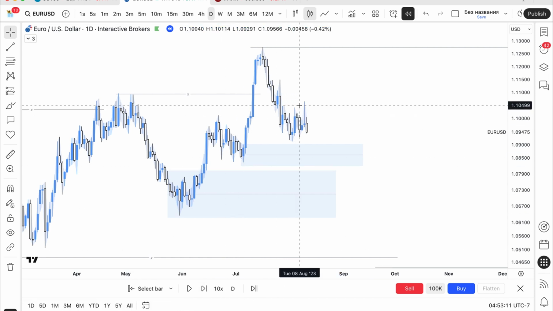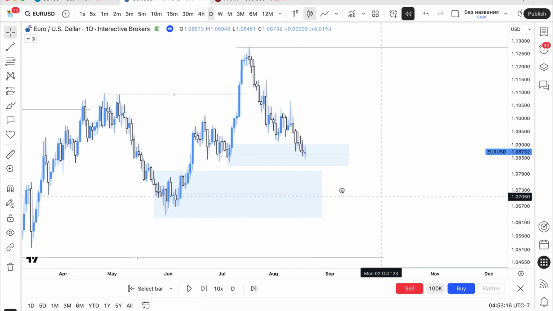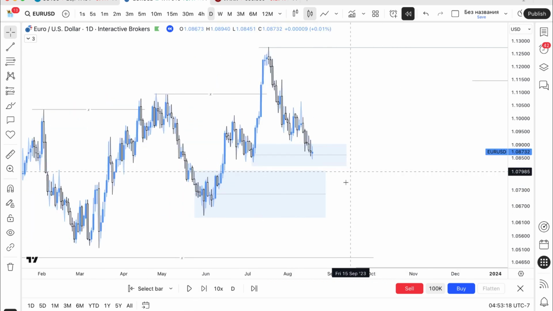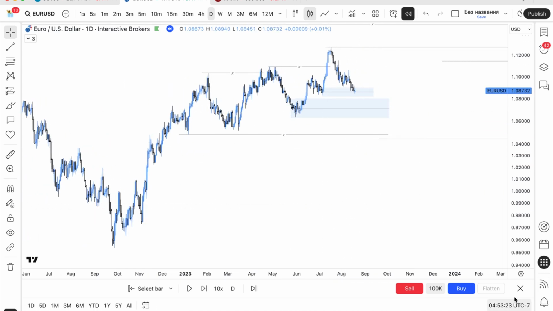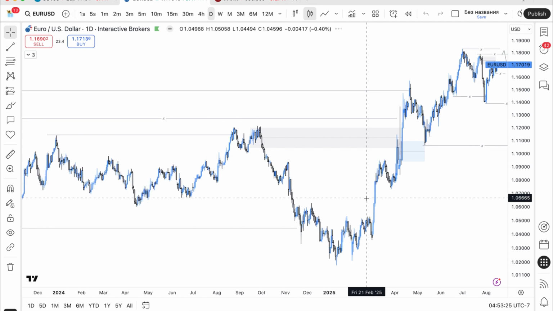Look how it swept that high, right here. We're looking to sell right into the demand. Boom, it's that easy, but it can be complicated too, guys, if you don't see how price works this way. Okay, let's continue a little bit more.